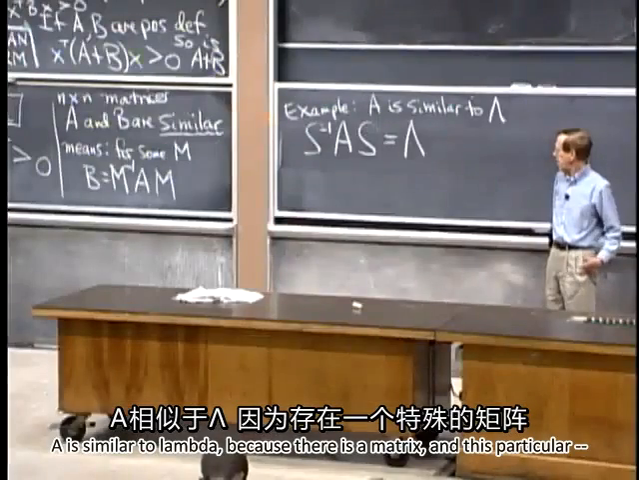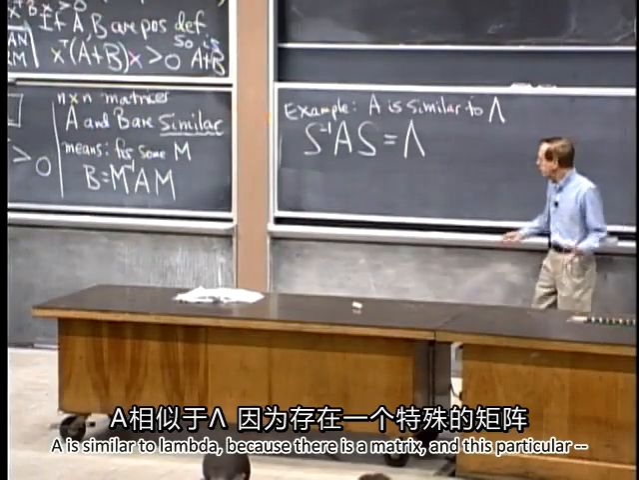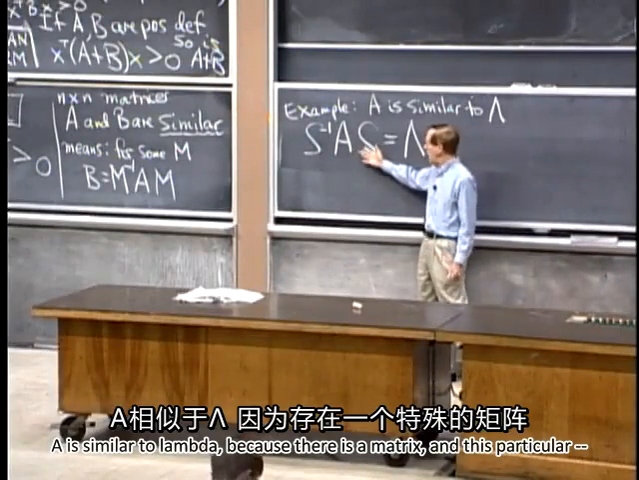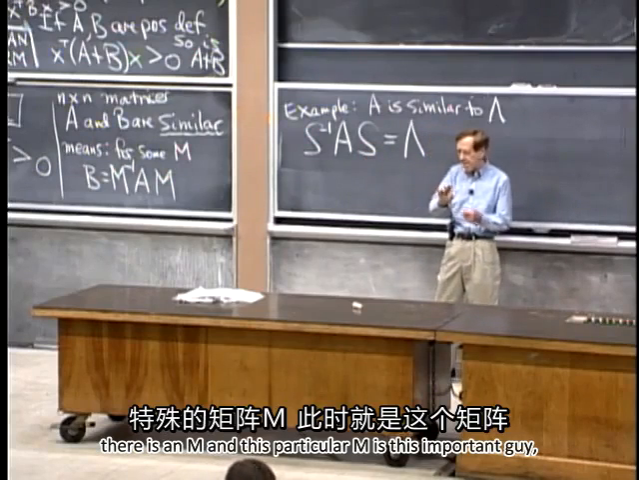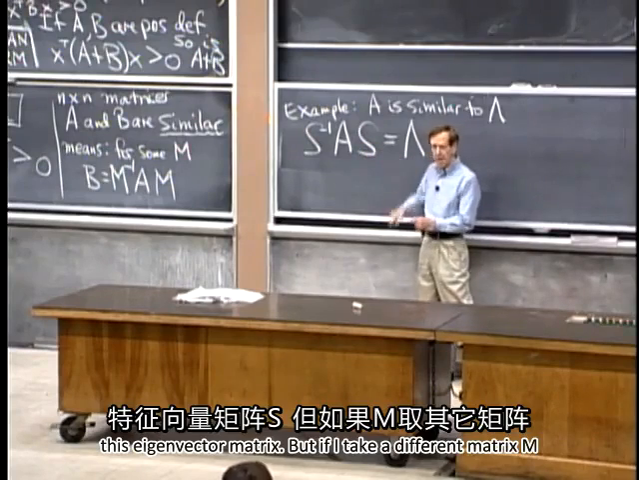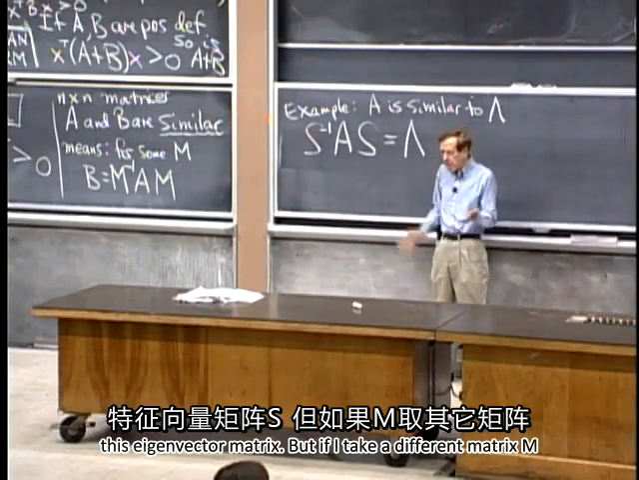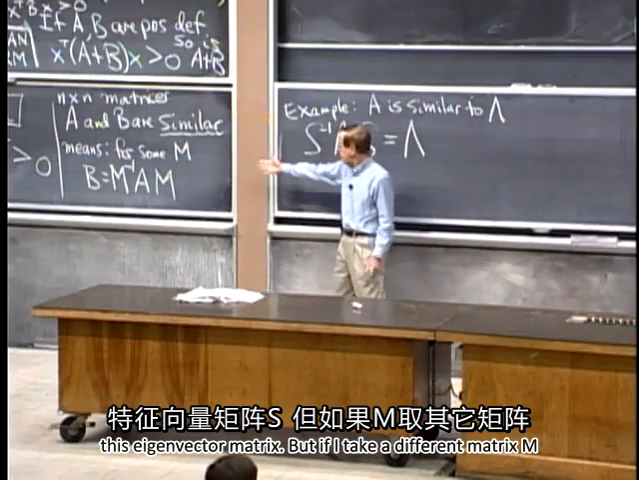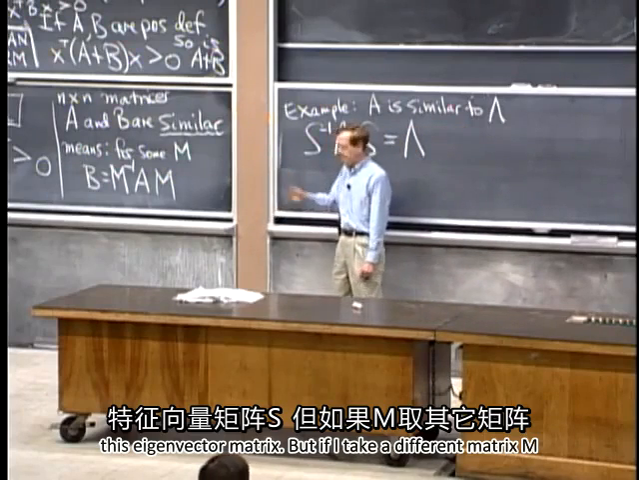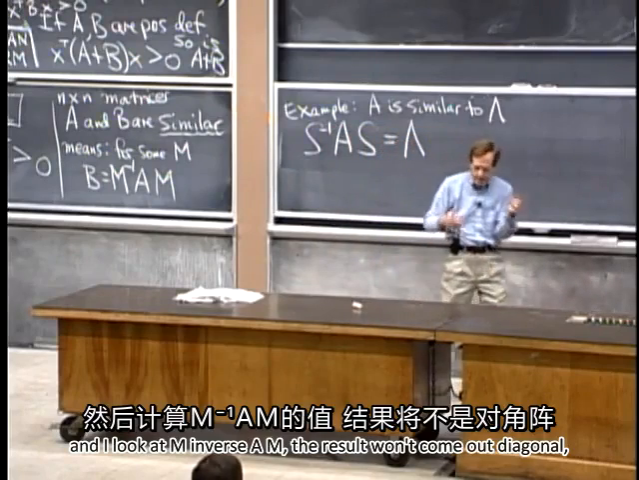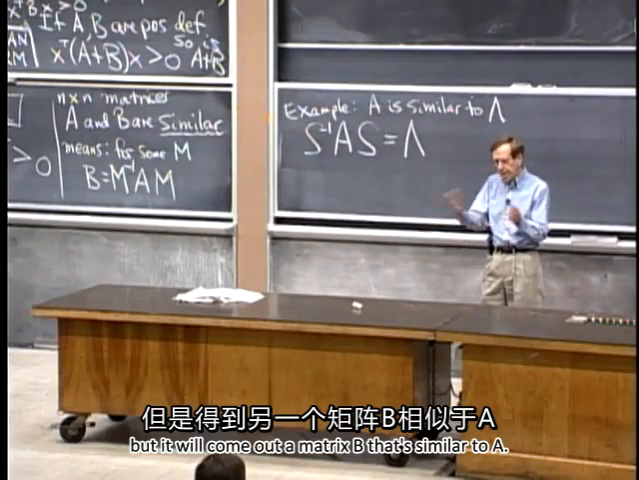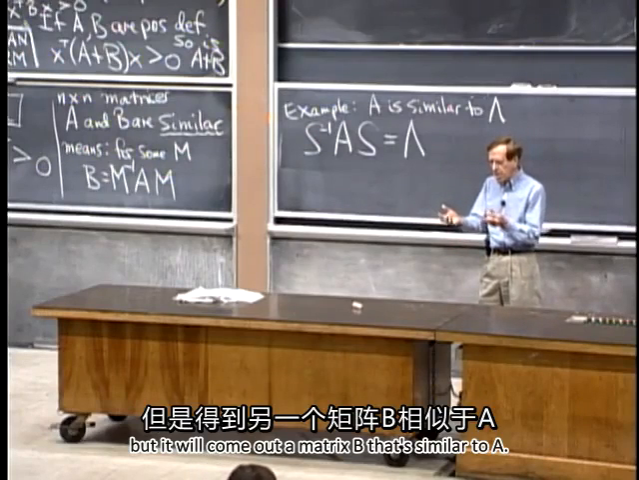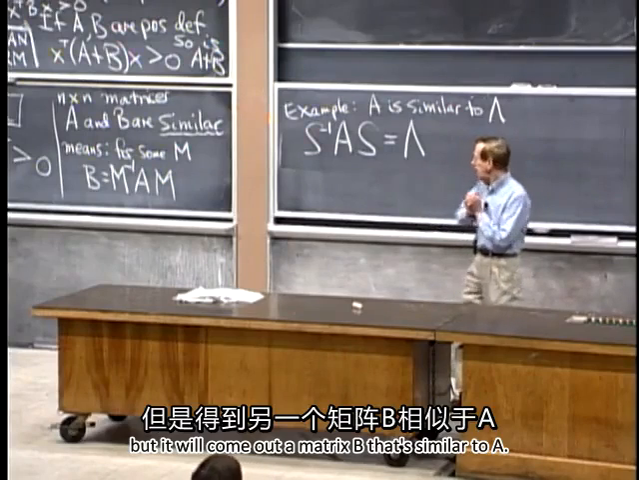A is similar to lambda, because there is a matrix, and there is an M, and this particular M is this important guy, this eigenvector matrix. But if I take a different matrix, M, and I look at M inverse AM, the result won't come out diagonal, but it'll come out a matrix B that's similar to A.